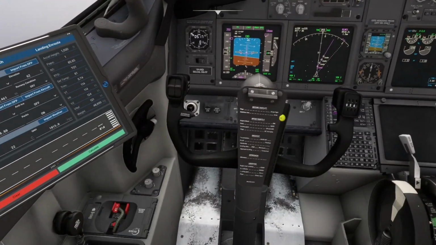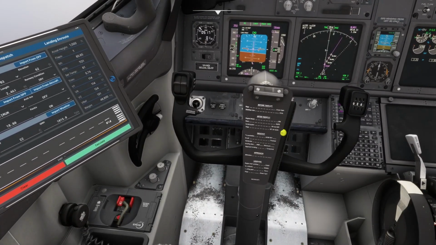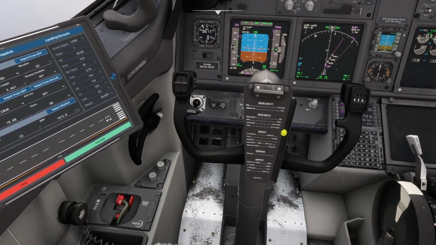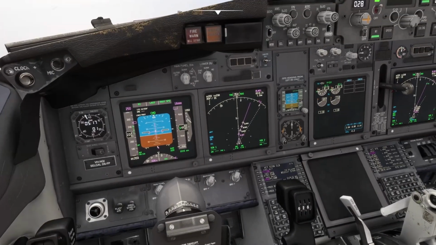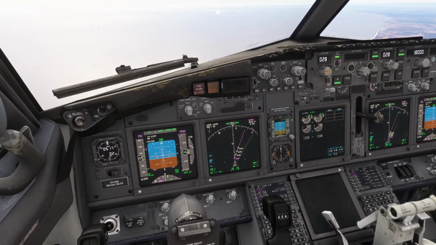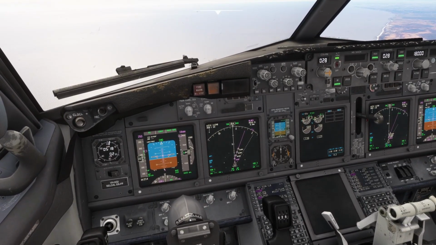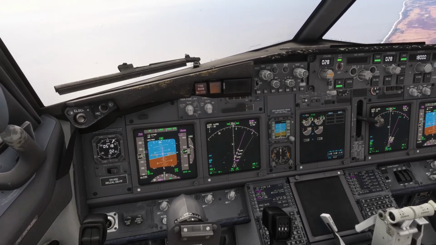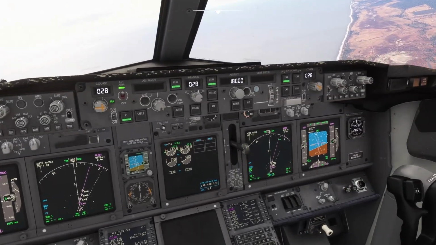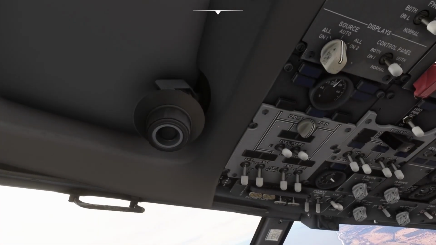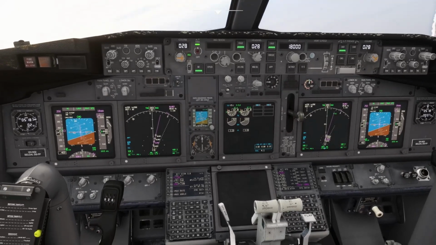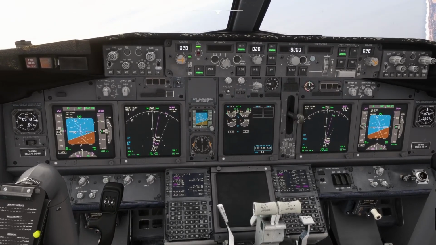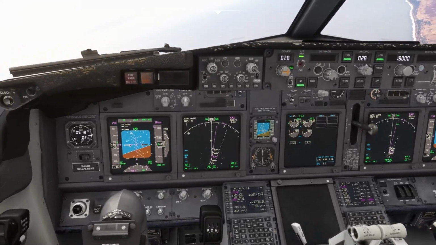There's the whole world of non-normals: engine failure at V1, hydraulic fluid leakage, rapid decompression. All these things you can challenge yourself with if you wish to. Also, these are airplanes, right? These add-ons, but there are also people who do airports, scenery packages, and many other add-ons. These have accurately placed landmarks, cues, lightings.